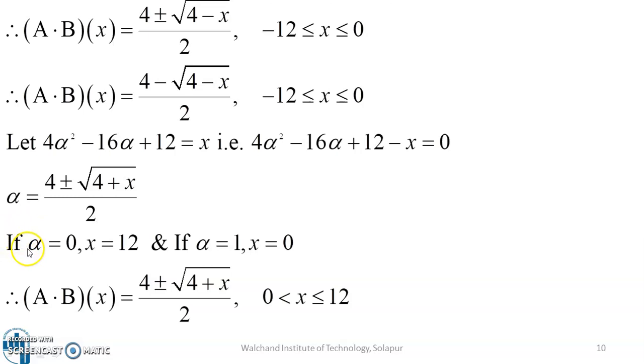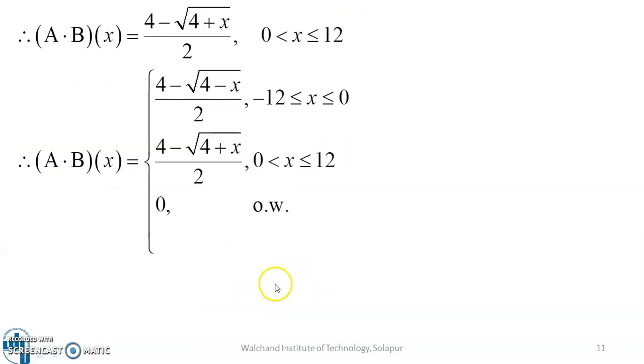To find out the range, we have to put alpha equal to 0. If we put alpha equal to 0 here, we will get the value of x as 12. And if we put alpha equal to 1, then we get the value of x as 0. Therefore, the next step for the membership function of a into b is 4 plus minus square root of 4 plus x upon 2, and the range is 0 strictly less than x less than or equal to 12. Here the strict inequality is taken because 0 is already included in step number 1.